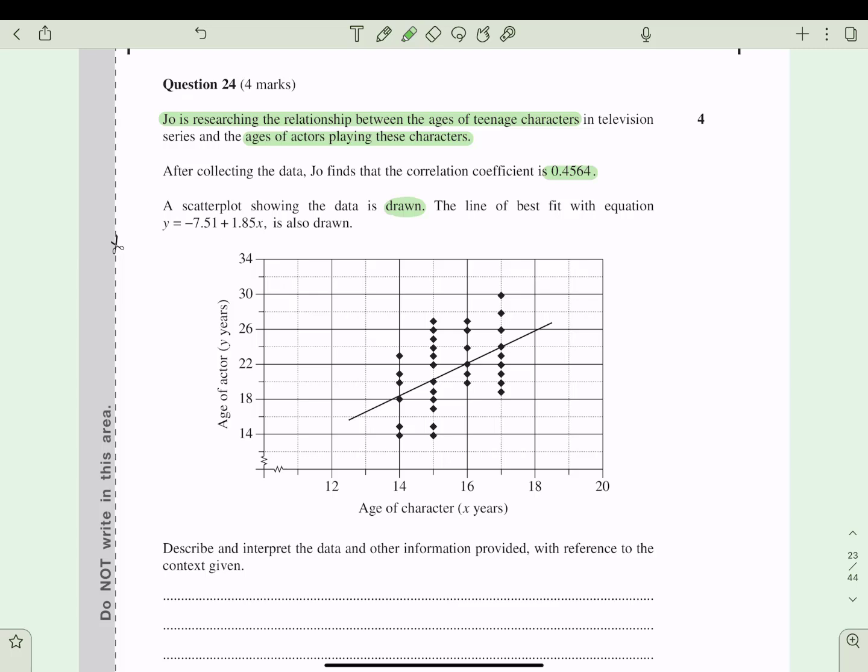Okay, now the question asks us to describe and interpret the data and other information provided with reference to the context given. A very important thing to note for question 24 is that it's worth 4 marks. So for 4 marks, you need to include at least 4 major points about the data. That's going to be our goal, because if you don't include 4 major points, the marker will be less inclined to give you 4 out of 4. So we want to include as much detail and as many points as possible.